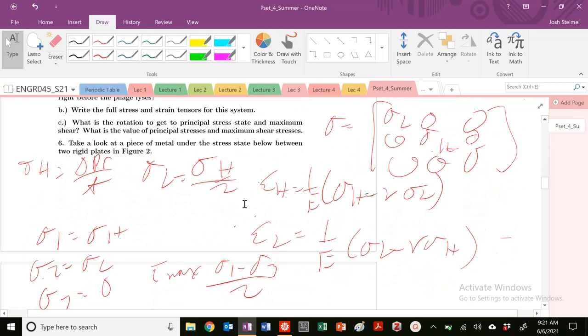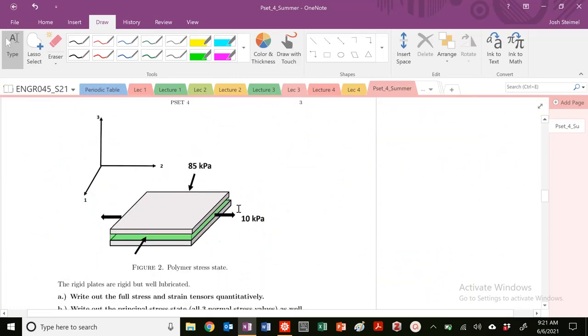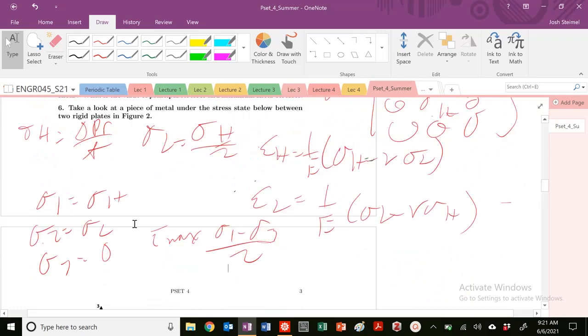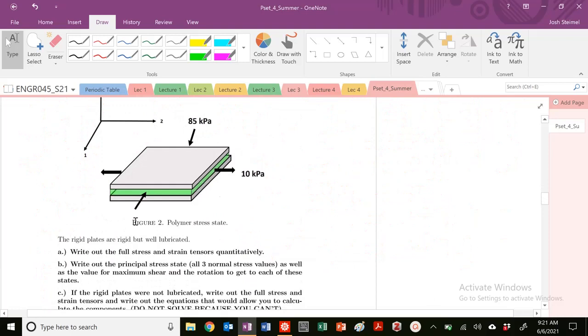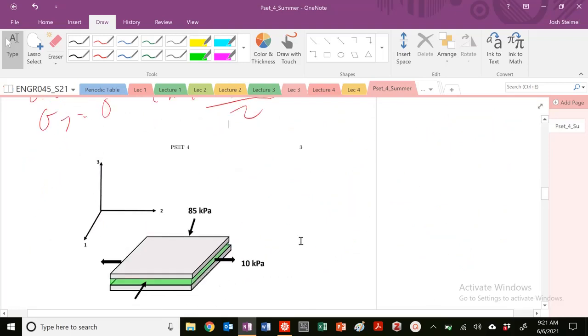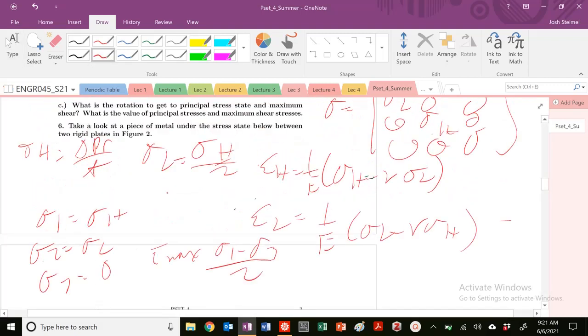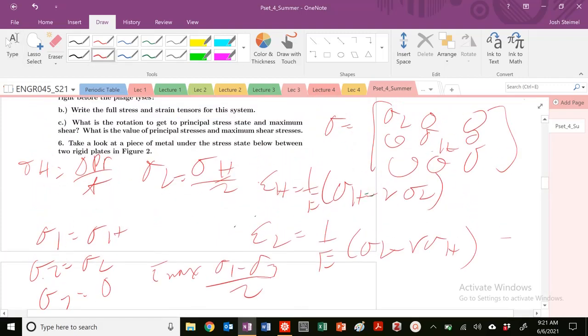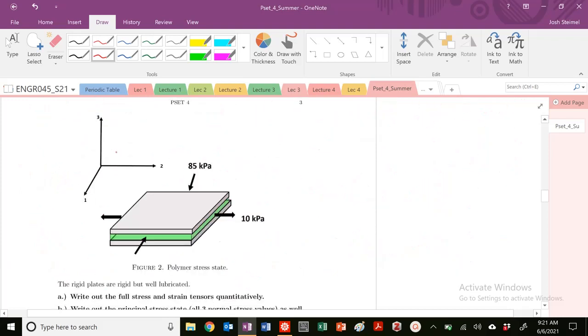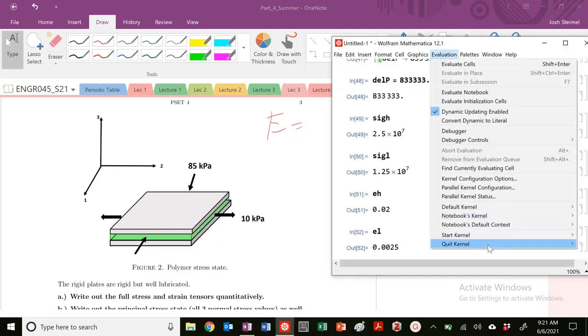Excellent. Let's look at the metal and the stress state below between the two rigid plates. The plates are rigid but well lubricated. Let's see what's happening here. I've got my coordinate system. What is my material? It's a metal, and green is my metal. So my Young's modulus is equal to, so I'm going to clear my notebook and quit my kernel.